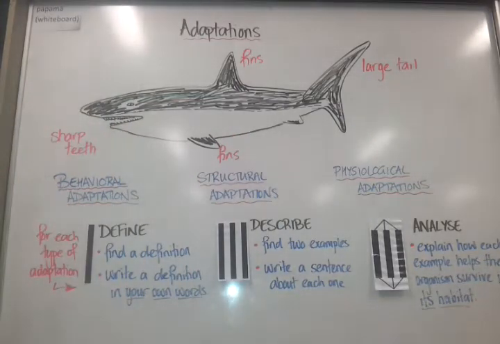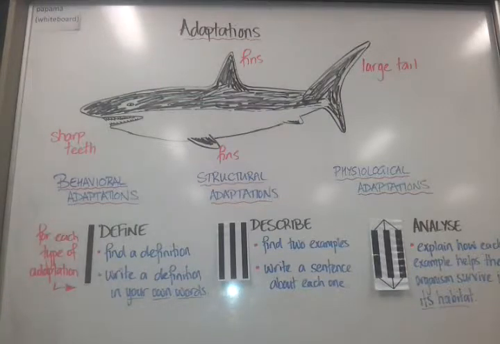And what do you think the big tail helps it do? Swim fast. Great. What do you think the fins help it do? Stabilise, control. Great words. What are the sharp teeth for? Eating. Alright, so catching and killing prey. Brilliant. So they've all got a reason.